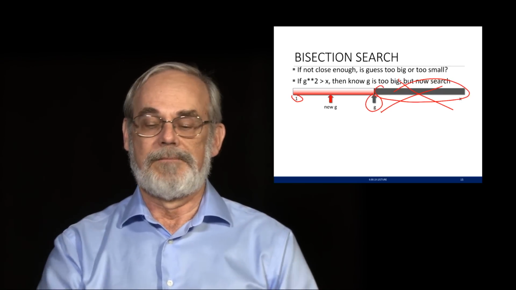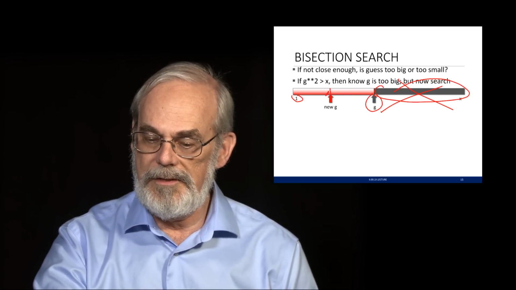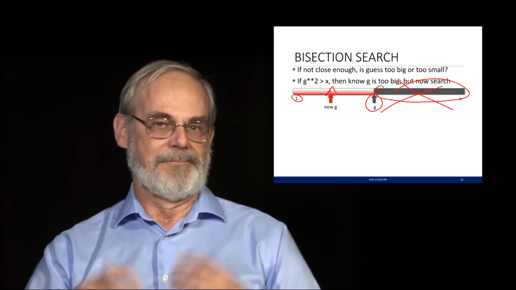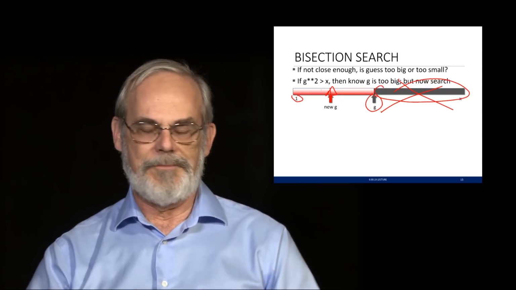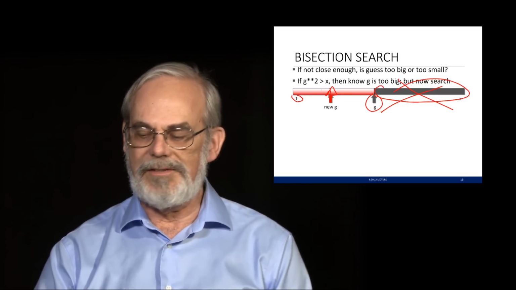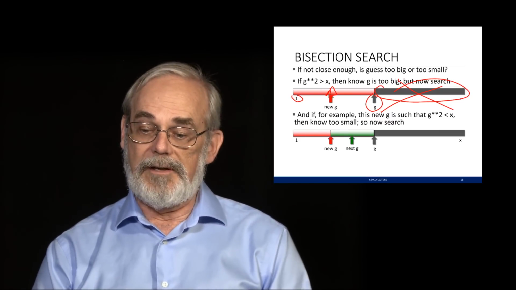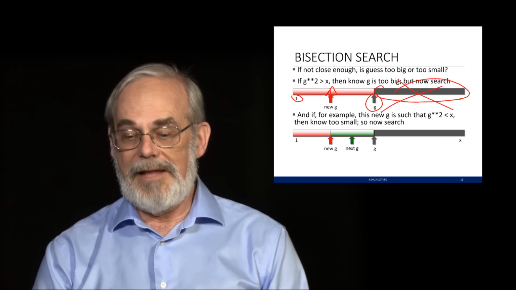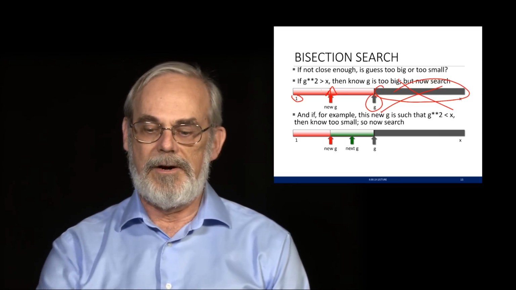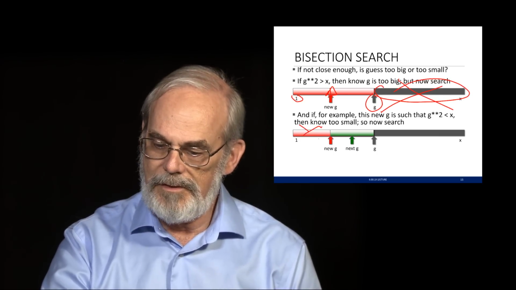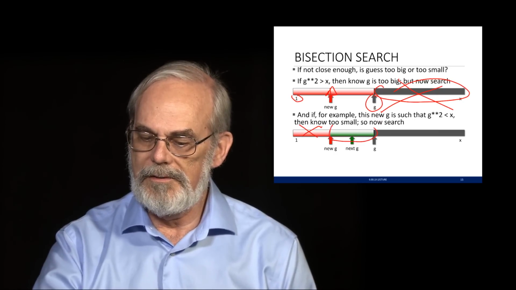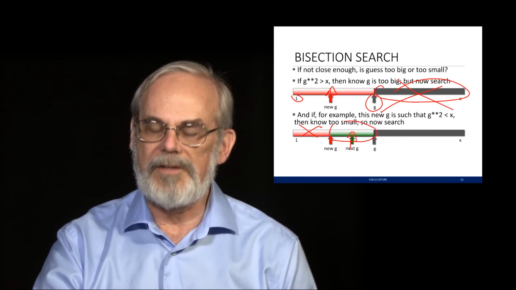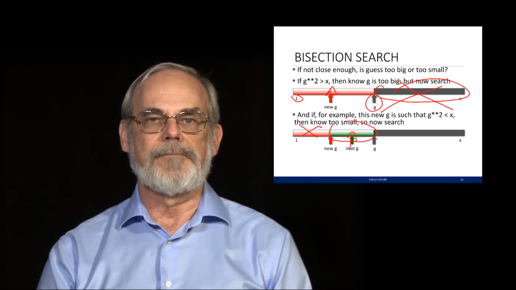Do the same thing. Pick something halfway between. That's my new guess. Try it again. If it's close enough, I'm done. If it's not, ask the same question. And for example, in this case, if g squared is less than x, then we know it's too small. So we can throw that stuff away and only focus on this portion. And again, pick something in the middle and keep trying.